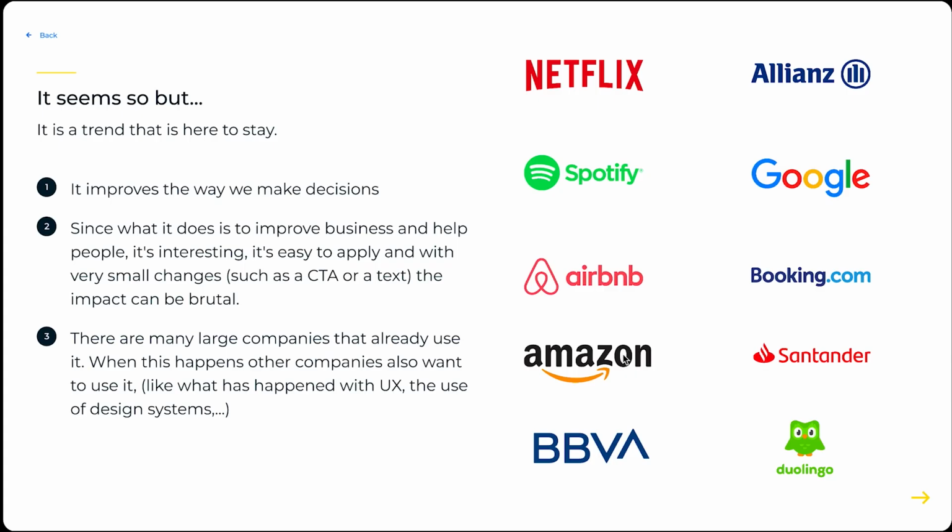But is this just a trend? It seems so, but it's a trend that's here to stay because it improves the way that we make decisions, and since what it does is to improve business and help people, it's very interesting, it's easy to apply, and with very small changes, the impact can be brutal. There are many large companies that already use this, and when this happens, other companies also want to use the same. So this is the same as what happened with UX and with the use of design systems.